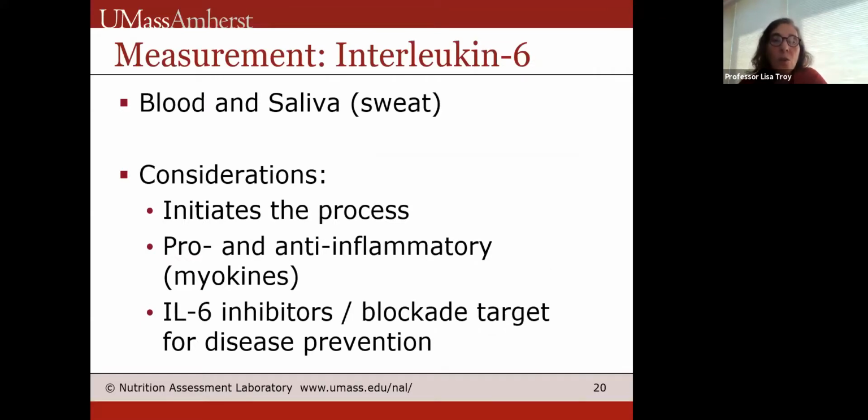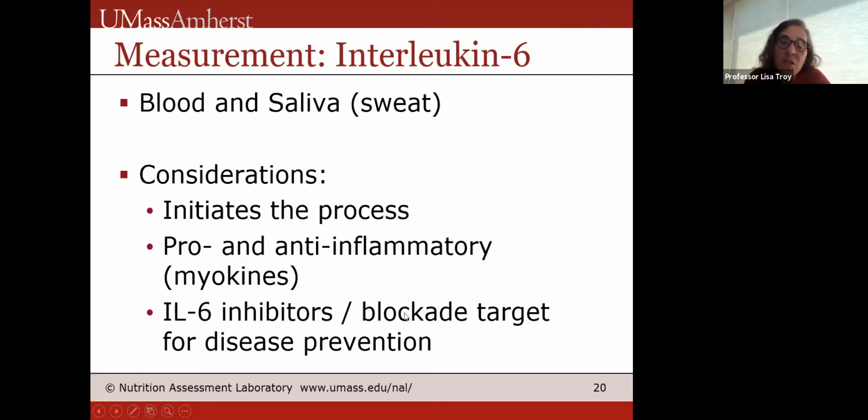So for the measurement of IL-6, it's often taken in the blood and saliva. Some people have started taking this in sweat, extracting sweat. The consideration is it kind of initiates the process. So you might see it earlier on in a stress response rate, that it is a pro- and an anti-inflammatory. IL-6 also will help with tissue repair. And I think that's just something to keep in the back of your mind as you work through these things.